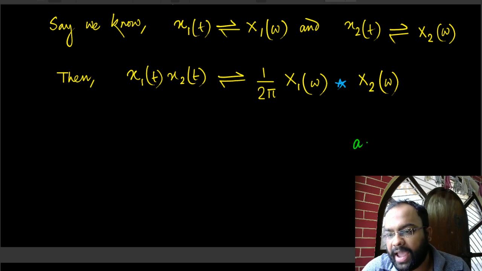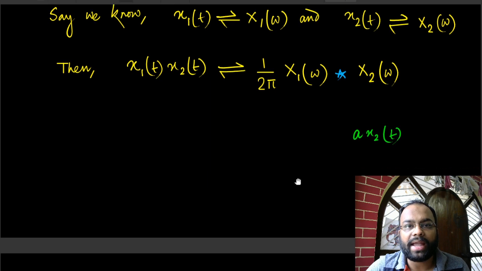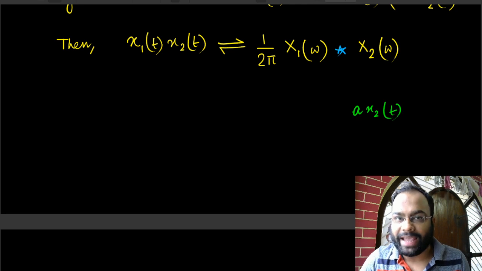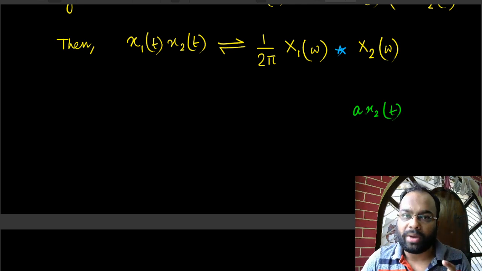Say I have A x2(t). If A is a constant, then this scalar constant A is responsible for how much amplitude this x2 signal would have. So in a sense, the amplitude of this signal x2 is being controlled by this scalar constant A. If A is large, it would have large amplitudes; if A is small, it would have small amplitudes. That's understandable for any bounded signal.